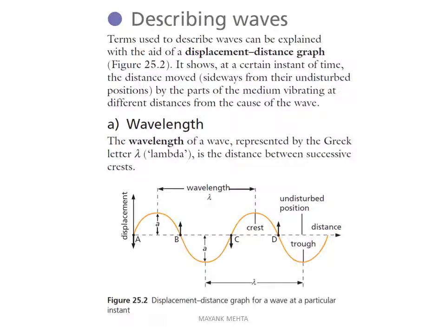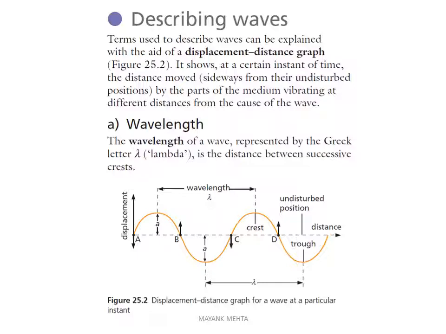Now describing waves, what are some important terms related to waves? The terms used to describe waves can be explained with the aid of the displacement versus distance graph. Here you have seen a displacement versus distance graph. That means in the y-axis you are taking displacement, in the x-axis you are taking distance. So by the parts of the medium vibrating at different distances from the cause of the wave, the first term is wavelength. Wavelength of a wave, represented by the Greek letter lambda, is the distance between successive crests.